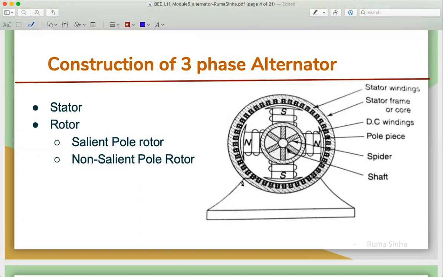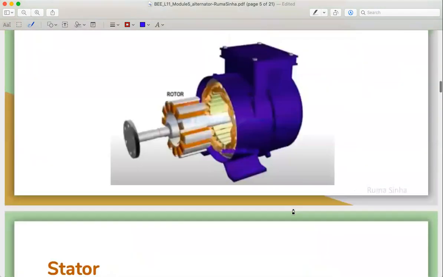This part is required so that it can be placed on the ground or a tabletop or whatever it is. And this outer frame is made up of silicon steel but laminated one. Lamination reduces the eddy current loss, and silicon steel is used to reduce the hysteresis loss. And this base is made of cast iron so that it can provide enough strength. So this is about the stator.